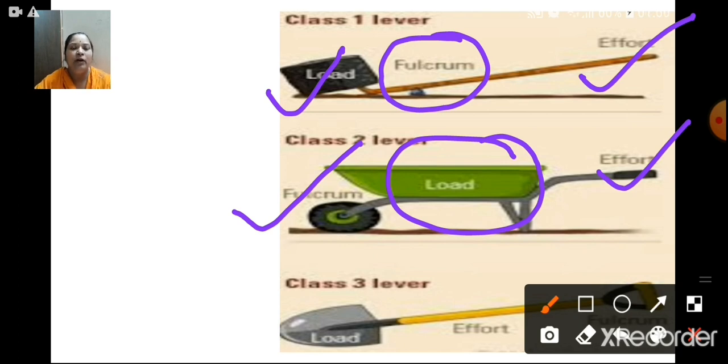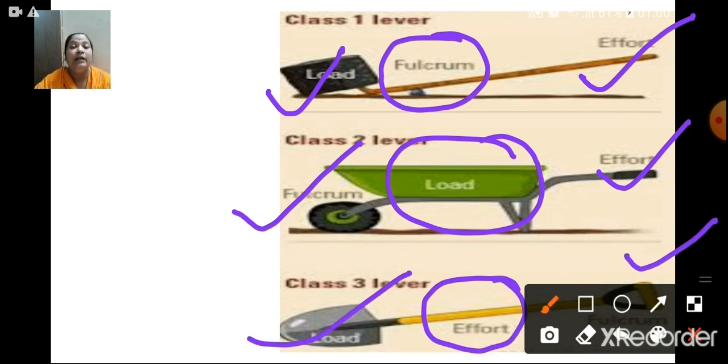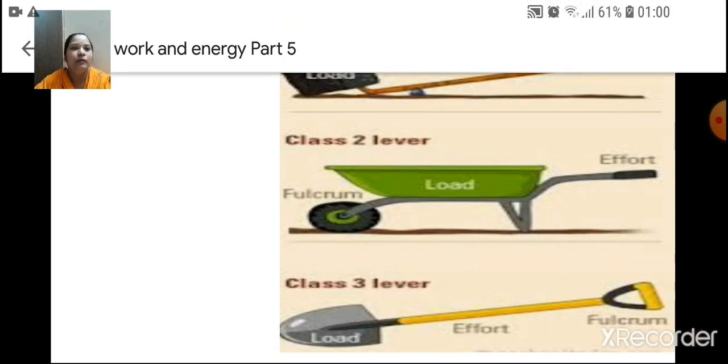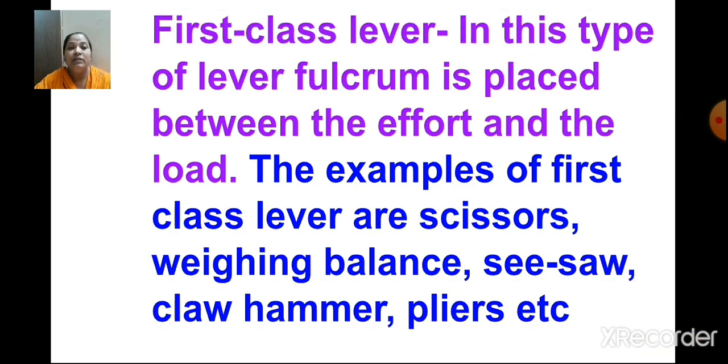Now in the third class lever, effort is between the load and fulcrum. See here, effort is in between the load and fulcrum. And the examples, as you can see in the picture, include the broom, and we are going to learn a few more examples so that you can understand easily. Now, first class lever. In this type of lever, fulcrum is placed between the effort and the load.